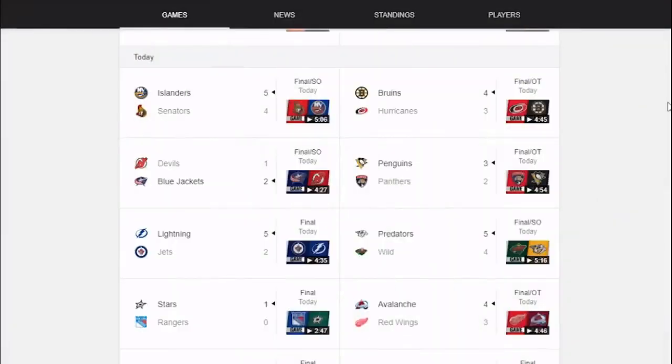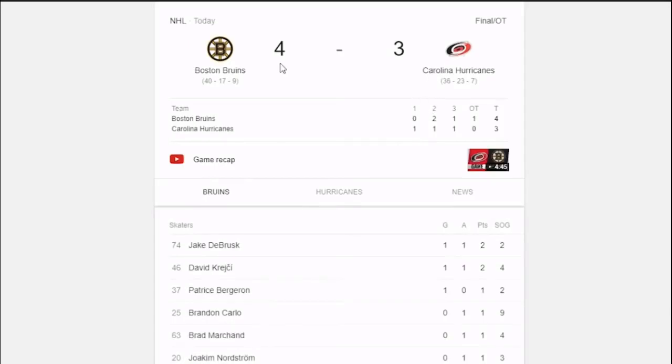So let's check out the results, and we can see the game actually went to overtime, like we expected. And the Bruins won in overtime. So our bet on Carolina plus spread will win this game.